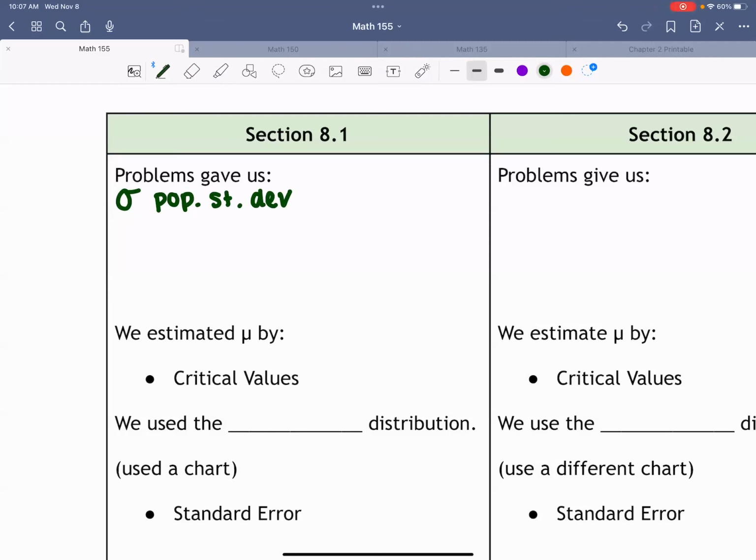You're also going to be given the sample mean. Okay, sample mean. Okay, anyone know this symbol?